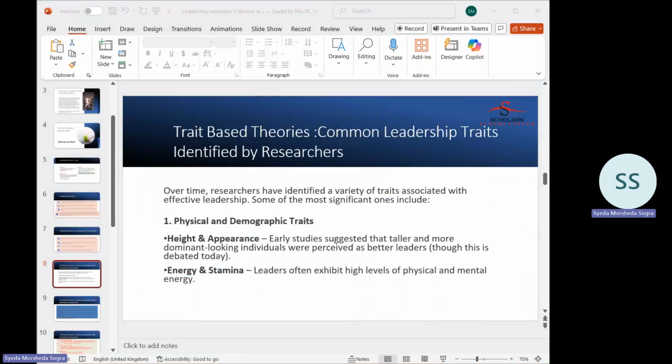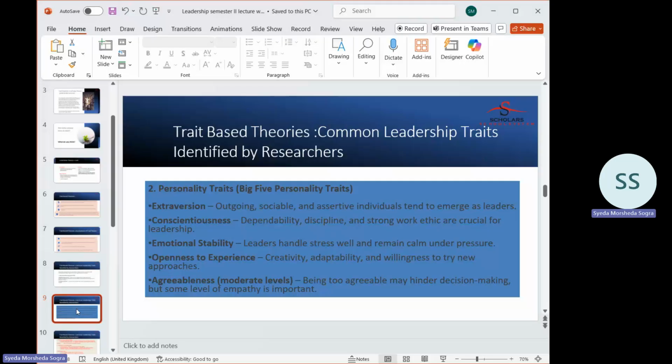If you look into personality traits, this includes being extraverted, open, and calm under pressure, and openness to experience as well, being creative and adaptable. It also includes agreeableness of leaders, to a moderate level. For example, Oprah Winfrey shows that extroversion, empathy, and openness are all traits that strengthen influence.